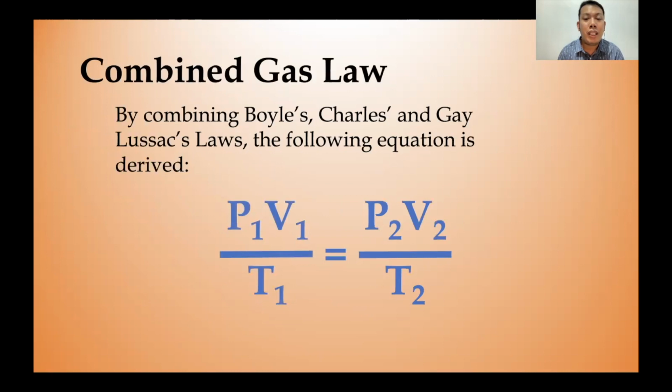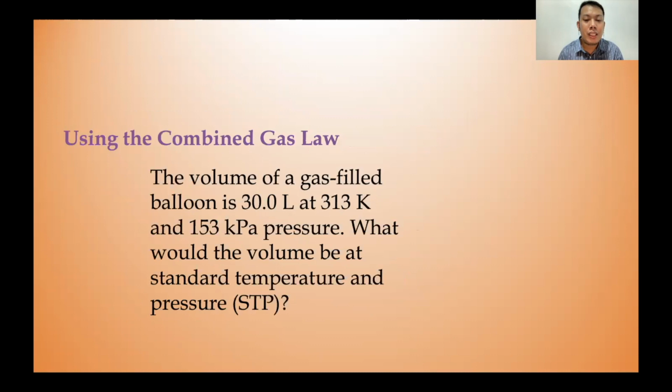Okay, so the combined gas law is the combination of Boyle's law, Charles' law, and Gay-Lussac's law. So with that, you have an equation of P1 V1 over T1 is equal to P2 V2 over T2, or P1 V1 times T2 equals P2 V2 times T1. Okay, so let us use this problem solving in order for us to understand it better. The volume of a gas filled balloon is 30.0 liters at 313 Kelvin and 153 kilopascal pressure. What would the volume be at standard temperature and pressure?